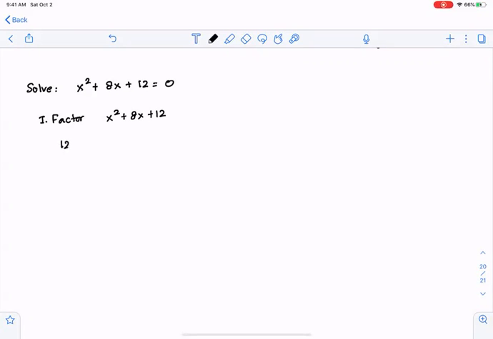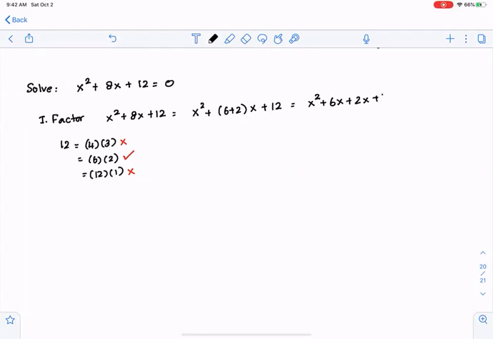The last number is 12. I can write 12 as 4 times 3, or 6 times 2, or 12 times 1. Of the 3, that is not going to work. That will not work, but that is going to work, because 6 plus 2 is 8. So x squared plus 6 plus 2 times x plus 12. x squared plus 6x plus 2x plus 12.